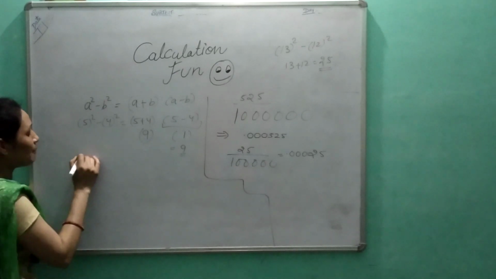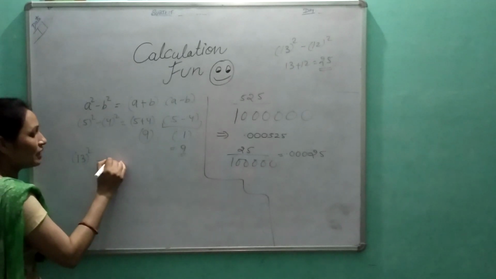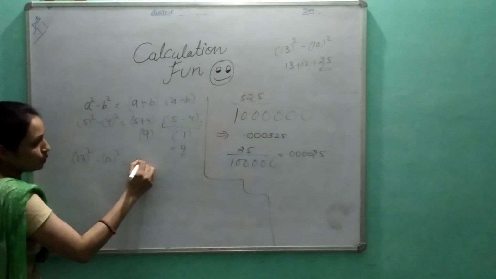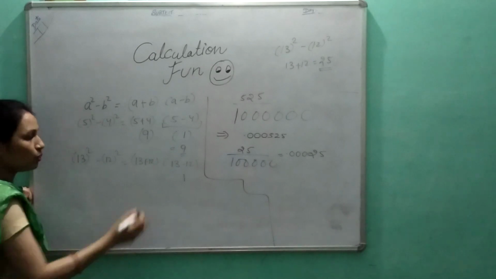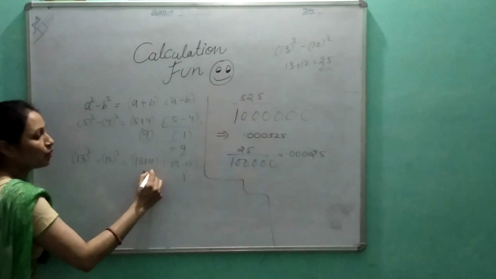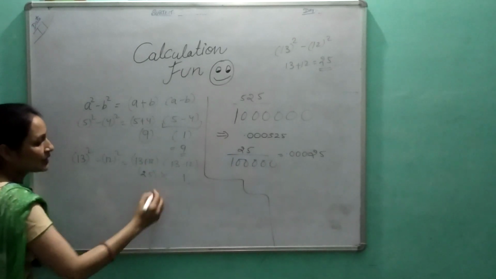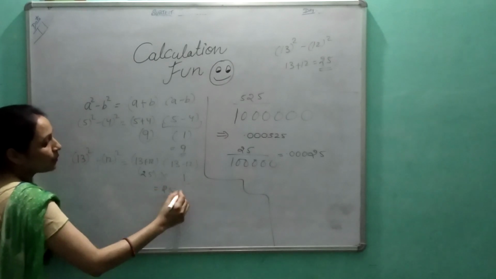We can take another example, 13 squared minus 12 squared. What will we do? 13 plus 12 and 13 minus 12. Again, we have 1 here and 13 plus 12 we have 25. So 25 multiplied by 1 we will get 25.